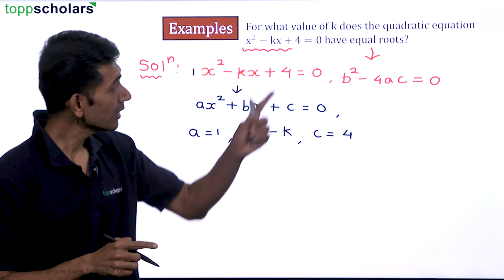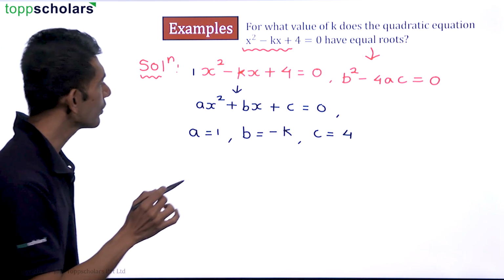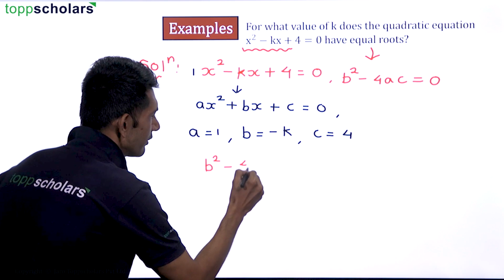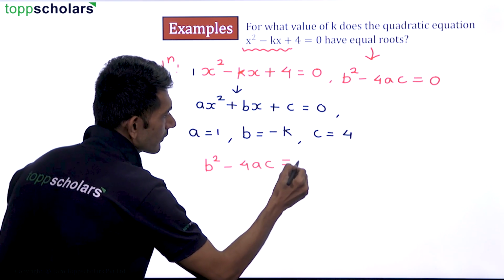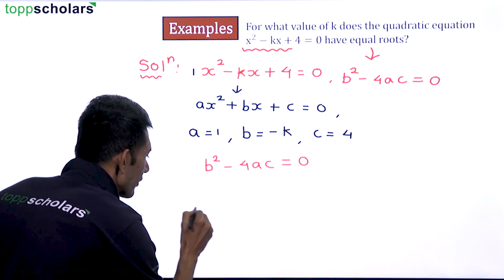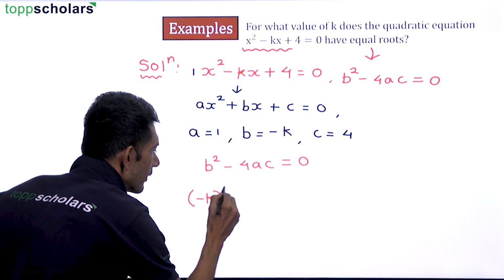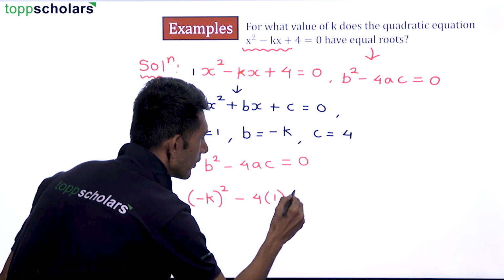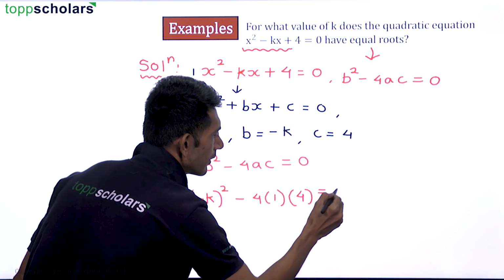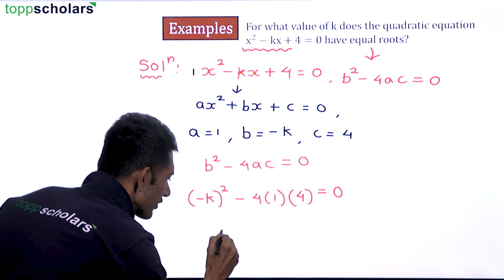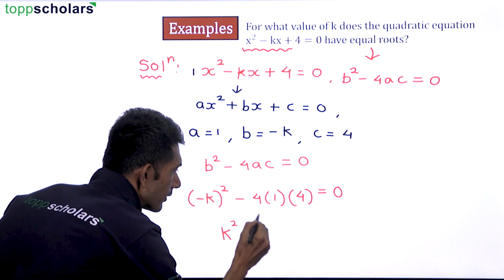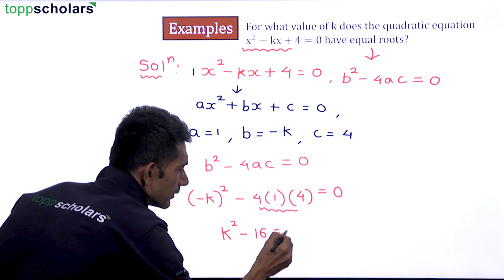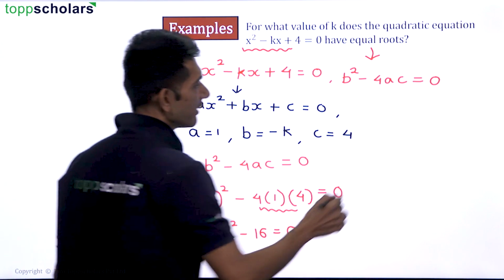Now the condition is for equal roots, that is b square minus 4ac is equal to 0. So let us do that. B square minus 4ac is equal to 0. So that is minus k square minus 4 into 1 into 4 is equal to 0. So this becomes k square, this becomes 16, right? So we get k square is equal to 16.